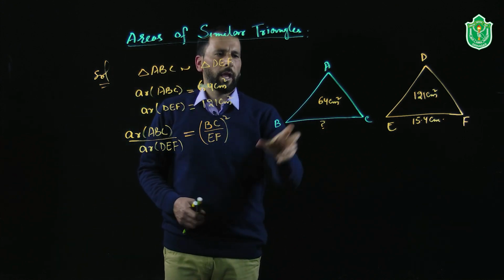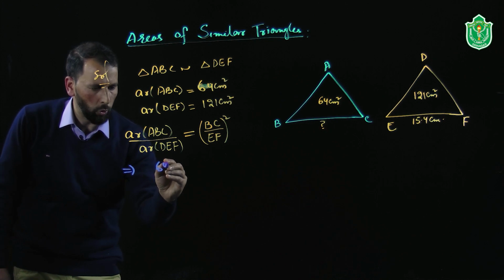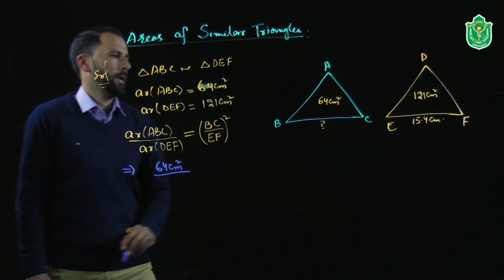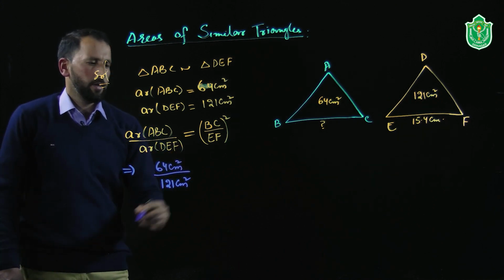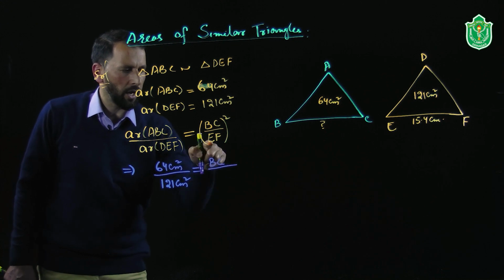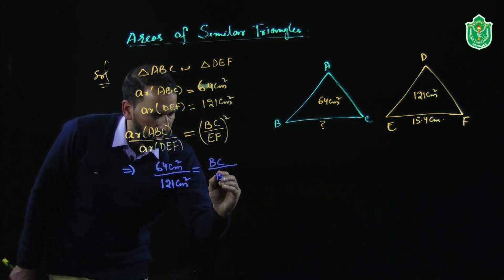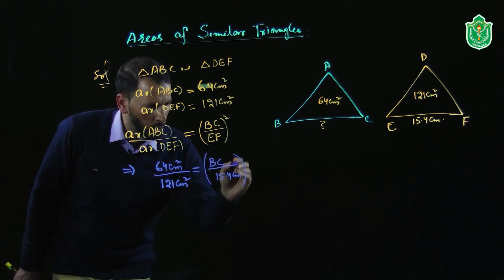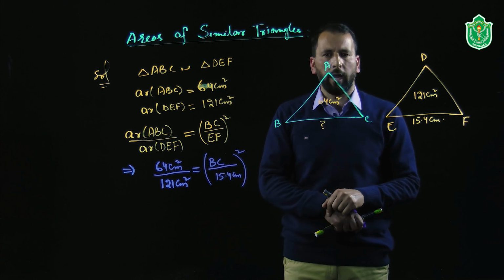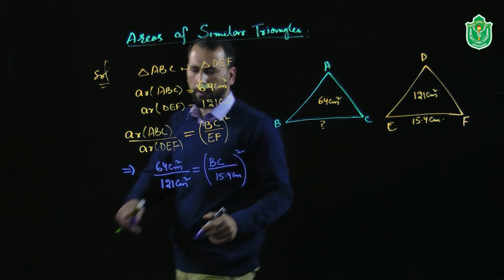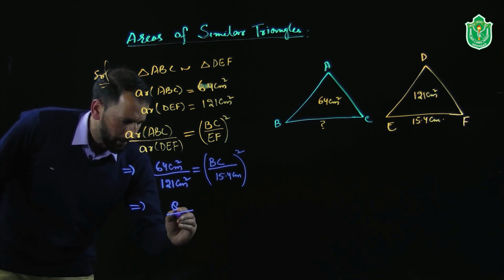Now here it is given that area of ABC is equal to 64 square centimeter. We can write 64 square centimeter upon area of DEF, which equals 121 square centimeter, is equivalent to BC by EF whole square. Look at the figure. What is the distance of E to F? It is 15.4 centimeter. So here we have 64 and 121. We know that 64 is a square of 8 and 121 is 11 square. So we can write it as 8 by 11 whole square.